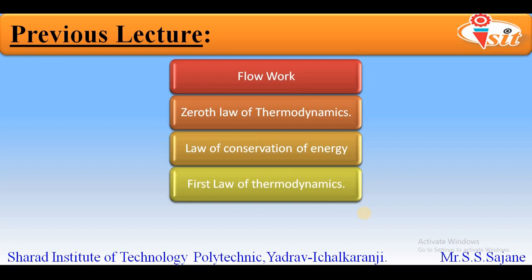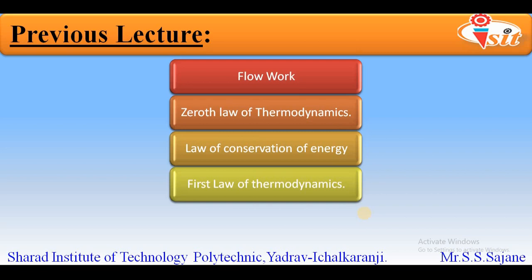Or more particularly, if the work is done by the system on the surrounding, then it will reduce the internal energy. After these three statements, we have seen the limitations of the first law of thermodynamics. So in that, I have explained 3 points. That is, the first law of thermodynamics does not give any information regarding the direction of heat and work transfer.